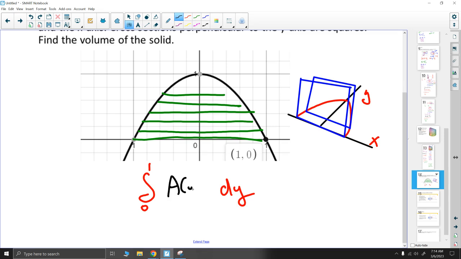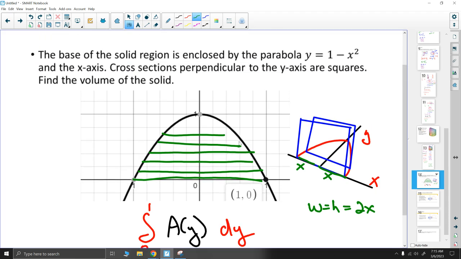It's an area in terms of y. Now, the cross sections are squares. Okay, and again, same thing as before. If you think about this width here, it would be x, and this width here is also an x. So that means the side length is 2x. Now, our x is the distance out to this function that's touching it. Initially it's like 1, but it's changing with respect to this function here. This function is y equals 1 minus x squared.